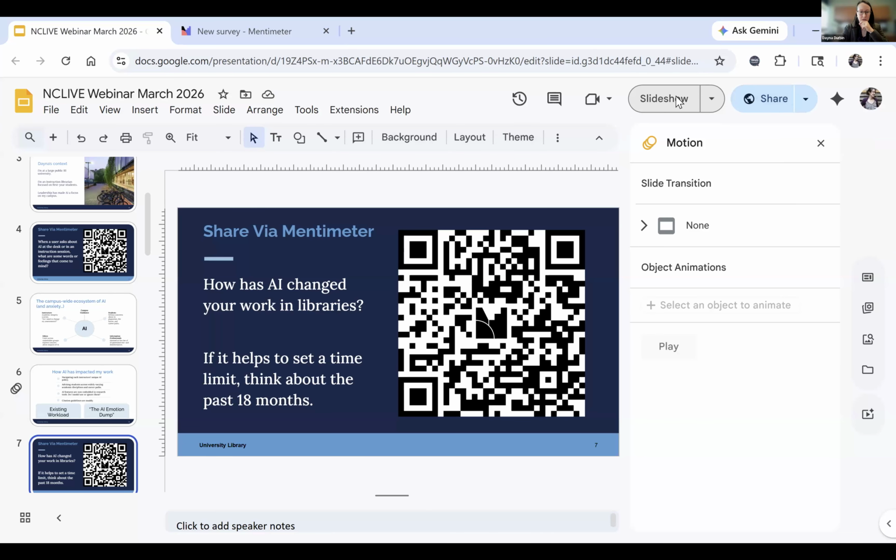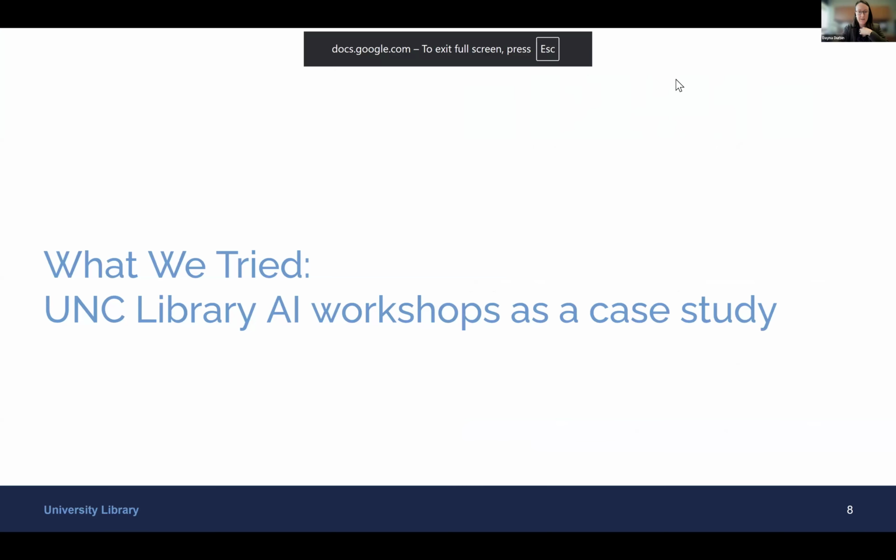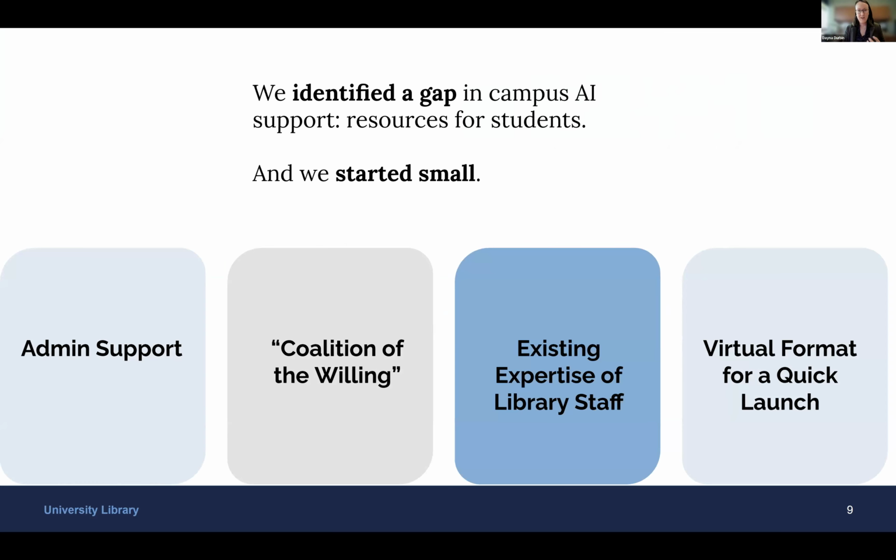I am next going to talk about what we did at Carolina, what we tried, as a case study. And to be super clear, we did not start with a fully funded AI literacy program. We now have a space in our main library called the AI Studio. We have an additional library staff member to support AI. We didn't start with any of that. We started really small with a few workshops. And so what we initially had was a group of staff that we came to call the Coalition of the Willing, who were already involved in AI literacy for different reasons.